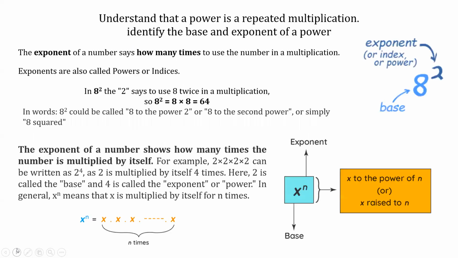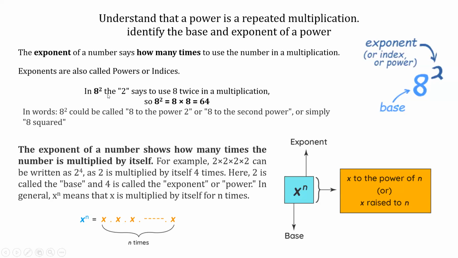Evaluate power of integers and rational numbers with positive integer exponents, and properties of the exponents. So the exponent of a number says how many times to use the number in the multiplication. Exponents are also called power or indices. So we can say exponents or powers and indices.